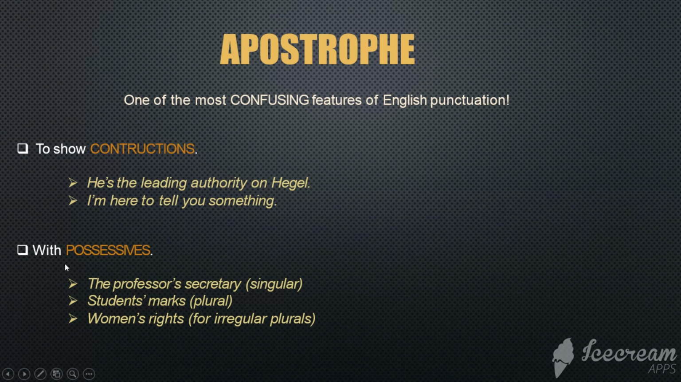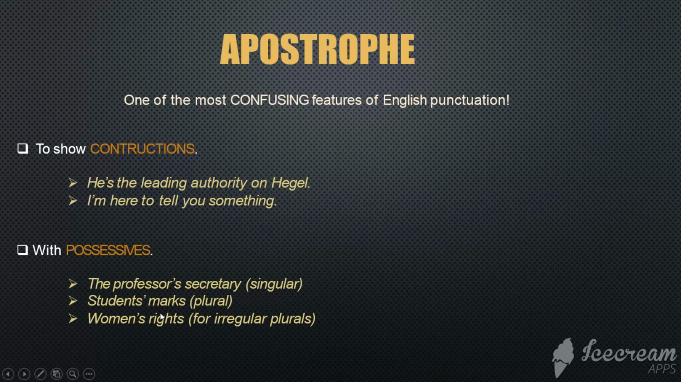Apostrophe is also used with possessives. For example, the professor's secretary. After professor there is an apostrophe and then s. The professor's secretary means the secretary of the professor. Here the professor is singular, so we have used the apostrophe after the word professor, and then we have used the s.